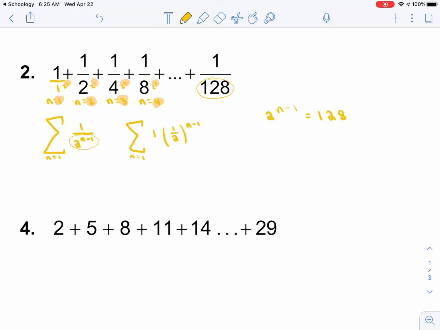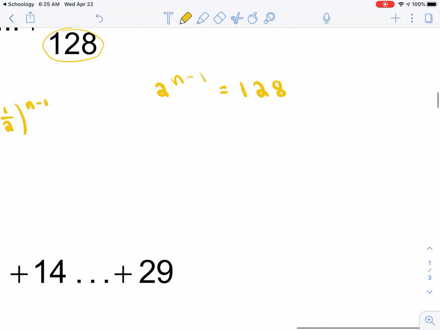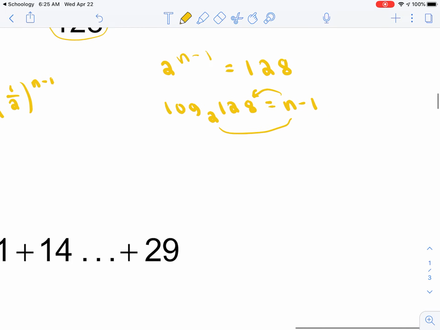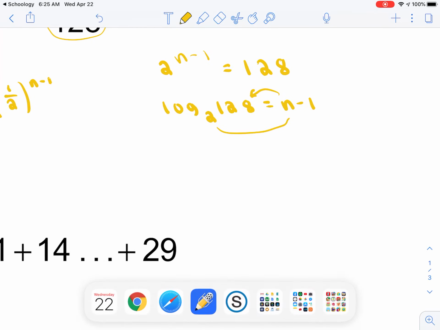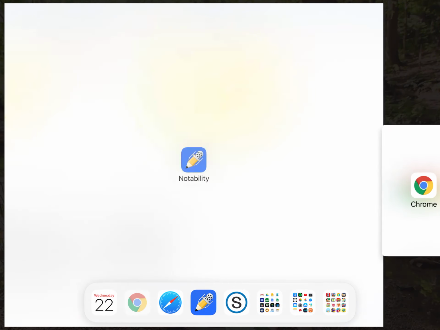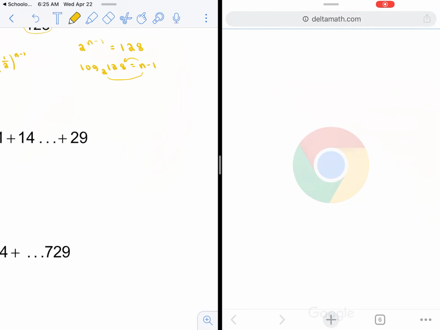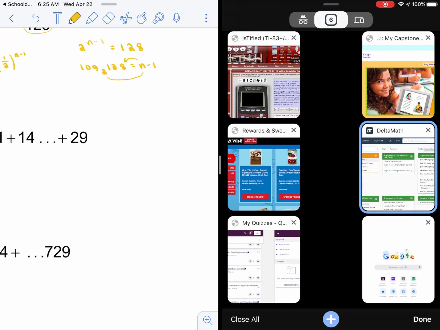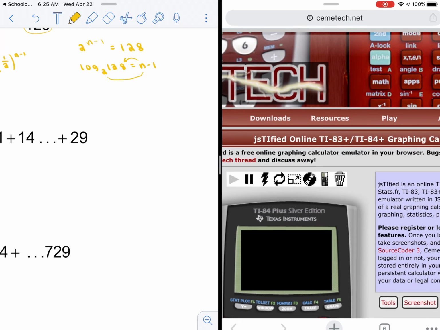Now, if you remember the exponential unit, I can rewrite this in log form. So I can rewrite this as log base 2 of 128 equals n minus 1. Remember circle of life, 2 to the n minus 1 equals 128. They say the same thing. So what I can do is use my calculator, or again, guess and check, nothing wrong with it. Let's go to this right here.